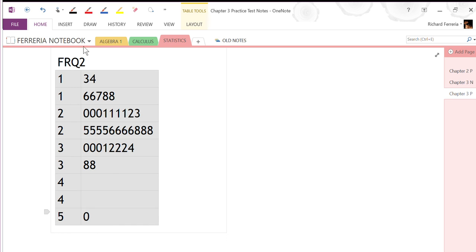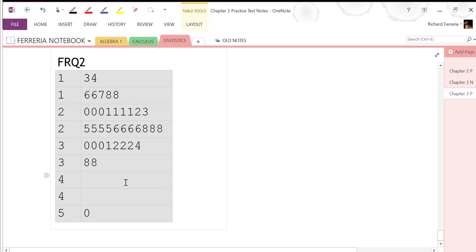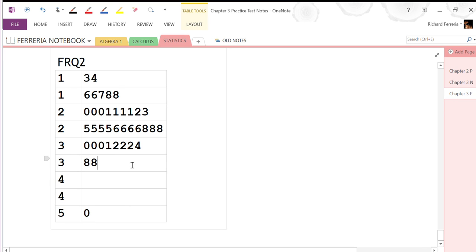Where's Courier? There it is, Courier New. Okay, so that's better. The font Courier New is nice because all of the letters have the same width, so it looks much more like a histogram than other fonts.